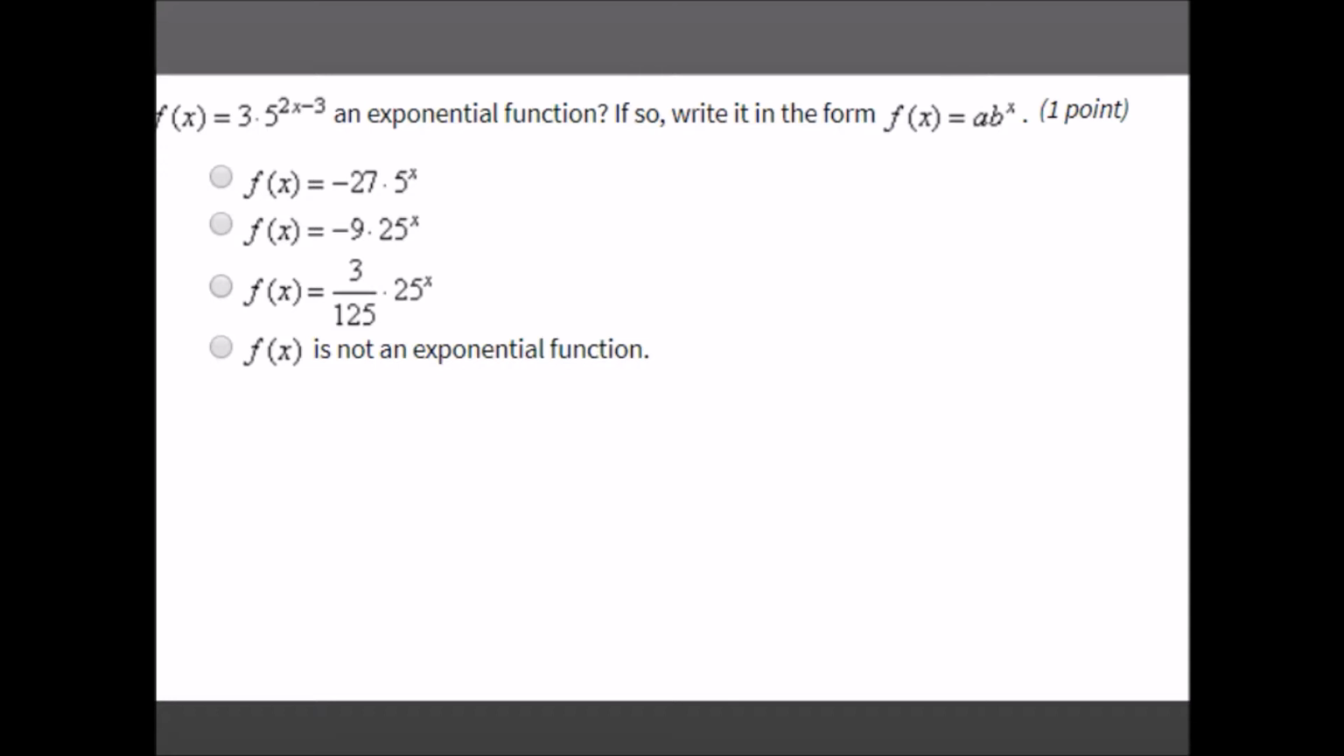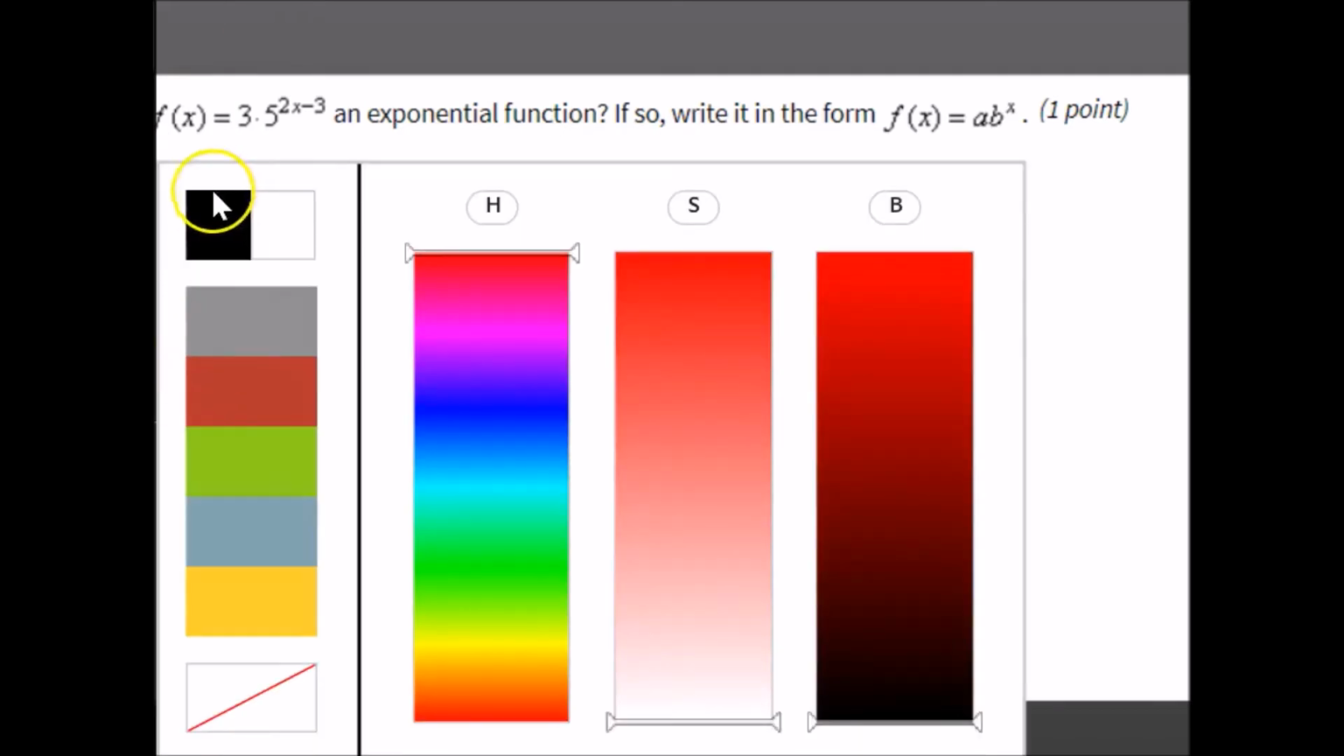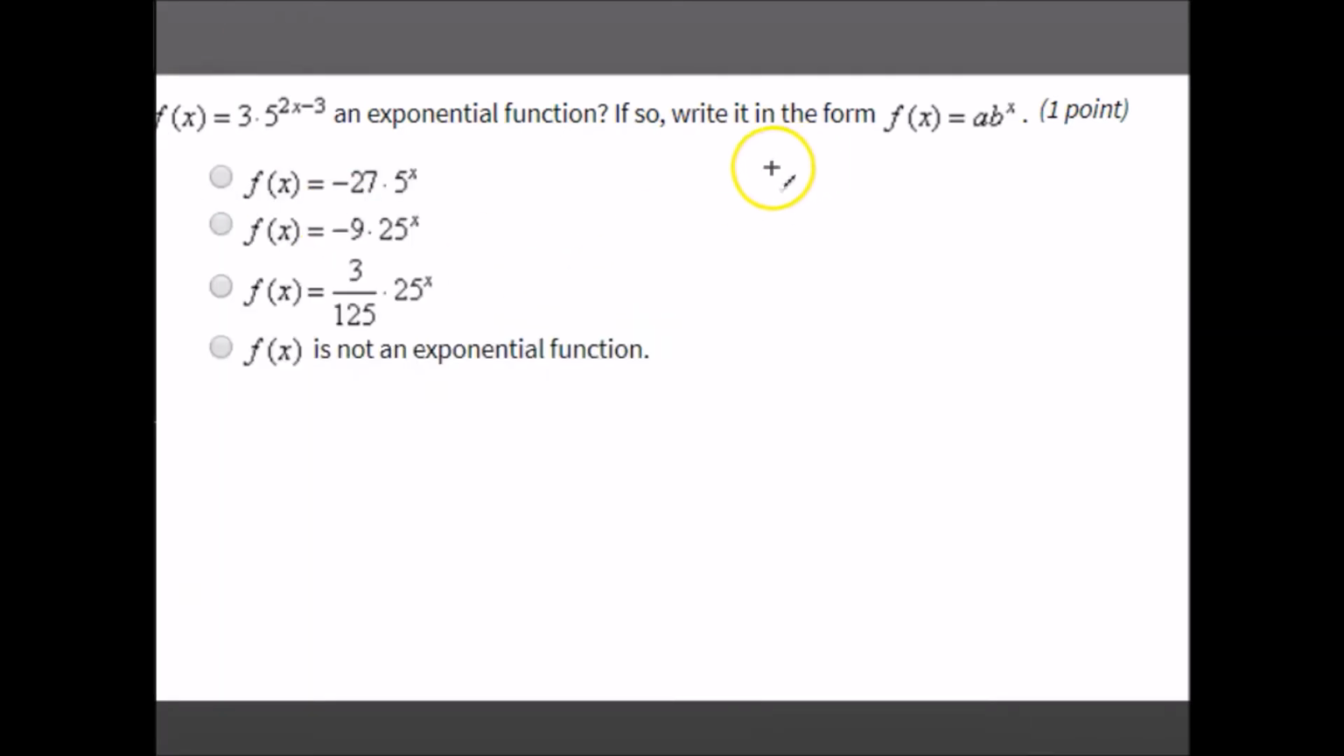5 to the 2x minus 3, and it wants to know whether that's an exponential function. It's asking us to get it in the format that would show that it's exponential, if that's the case. So let's do that. We would start by realizing that some of our Algebra 2 skills are going to come into play here.